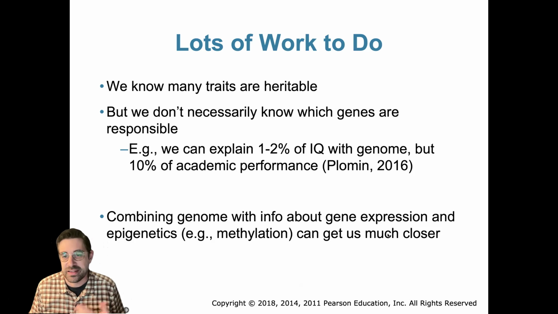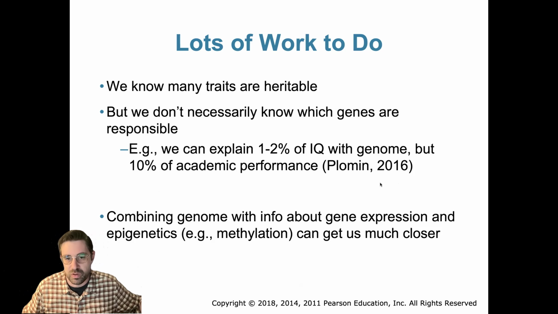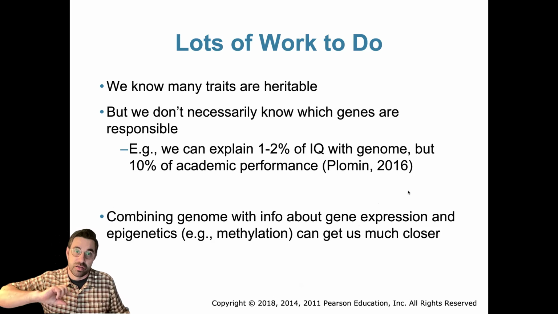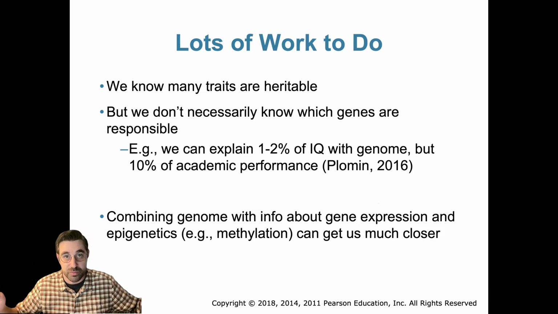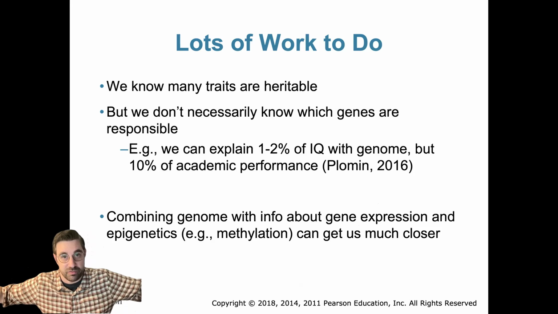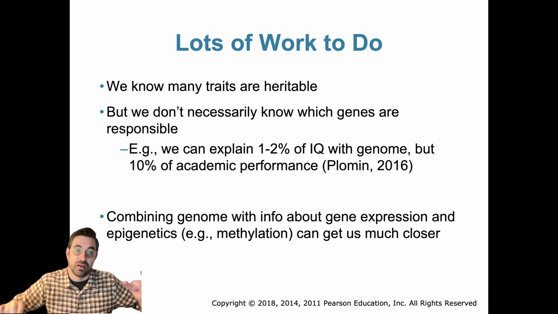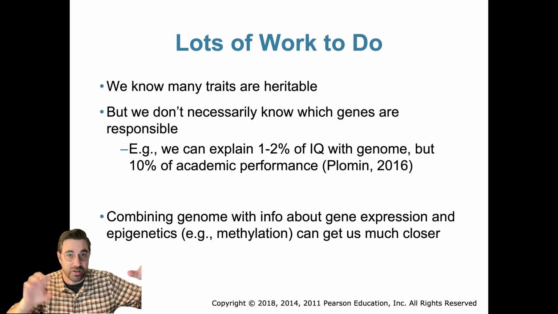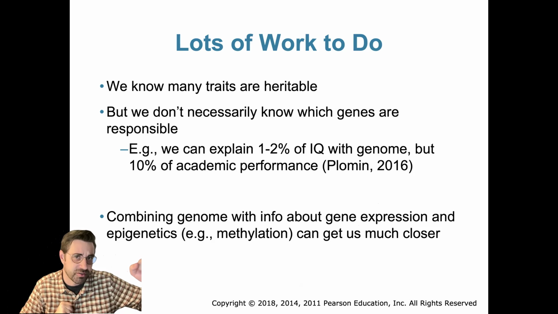So, for example, at least as of 2016, we could explain maybe 2% of IQ with specific genes and maybe 10% of academic performance. This has gone up, and we got more information based on gene expression, which we'll talk about later. But just because IQ is heritable, in terms of we can predict it at a population level, doesn't mean that I can explain which genes are doing what in order to have a formula for any individual person.